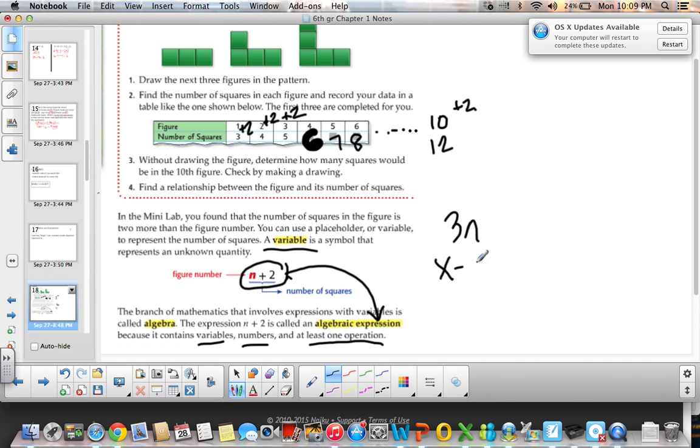x minus 4, d divided by 2. All of these are examples of algebraic expressions. Okay, algebra is the branch of math that involves expressions with variables. So in algebra, we're going to be working a lot with variables, which are letters that represent the unknown quantity. So for any figure n, if we wanted figure number 200, we could put 200 in for n, add 2, and we would get the number of squares, which would be 202.